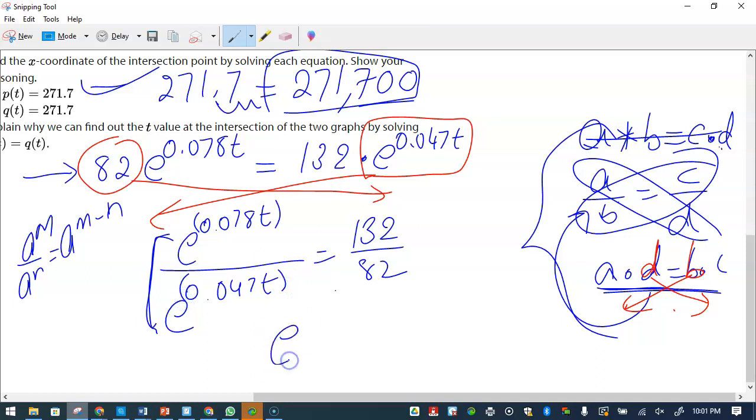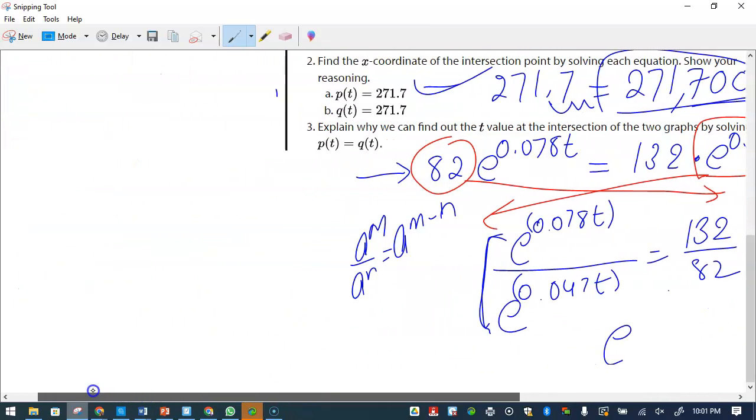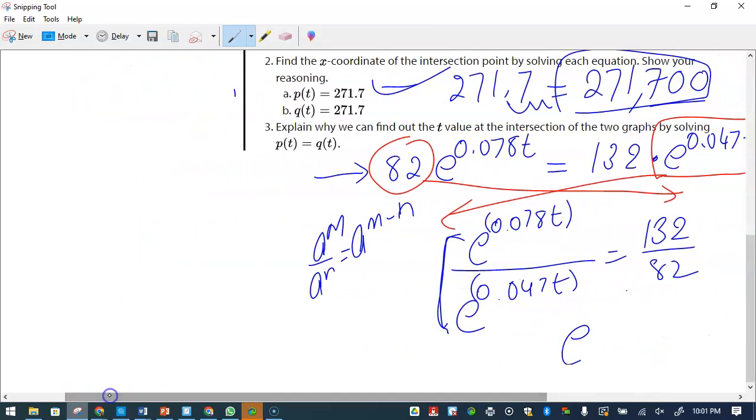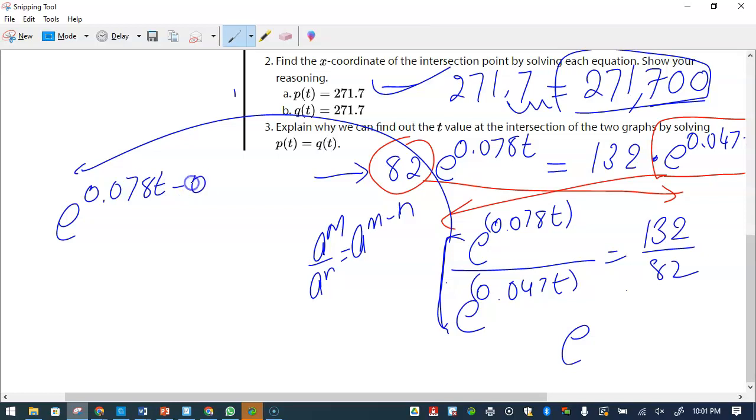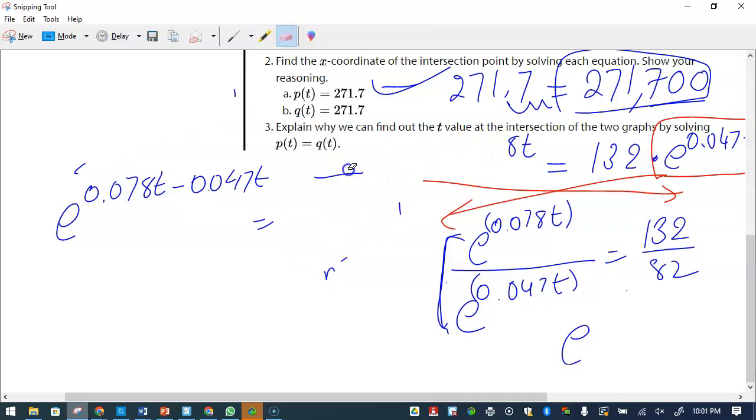So it's going to be e raised to. So let me go this side and write. So this part I'm gonna write here. So it becomes e raised to 0.078t minus 0.047t equals, and the other side, let's keep it the same. This becomes 132 divided by 82. Okay, then you can subtract these two.